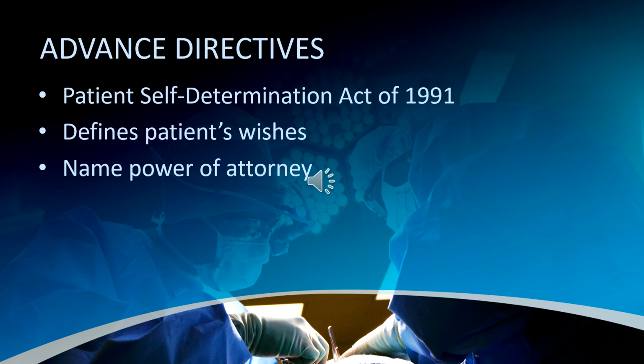With the advance directive, the patient may name a durable medical power of attorney, usually a spouse or adult child, who is designated to make all medical decisions should the patient become incompetent. The advance directive also allows the patient to express desires related to organ donation and end-of-life issues.